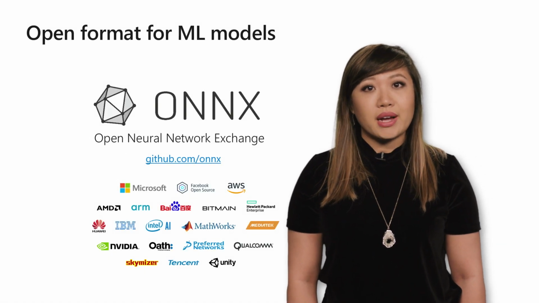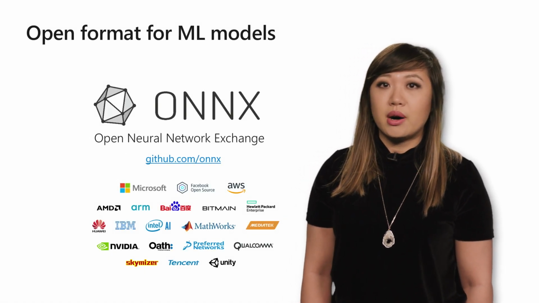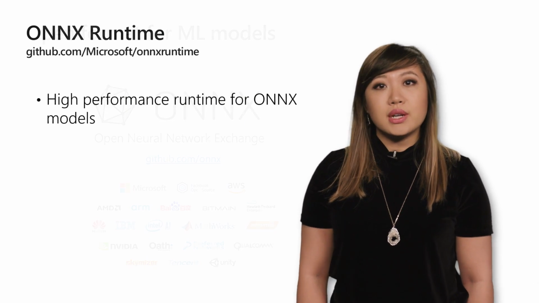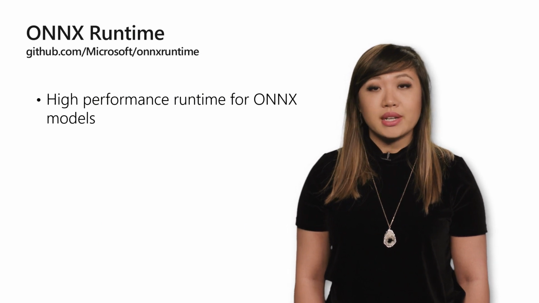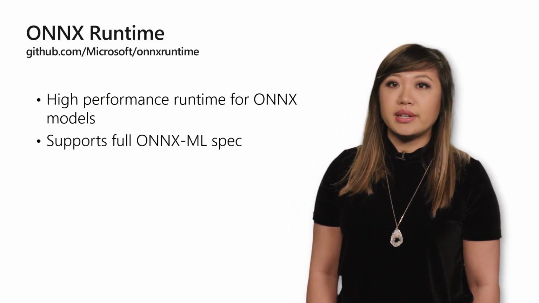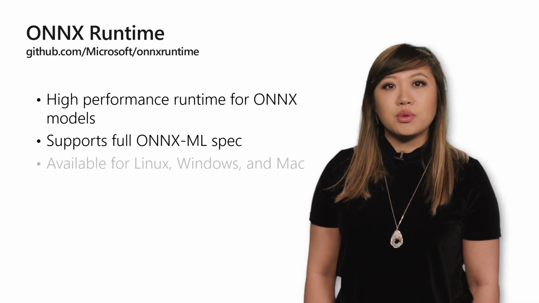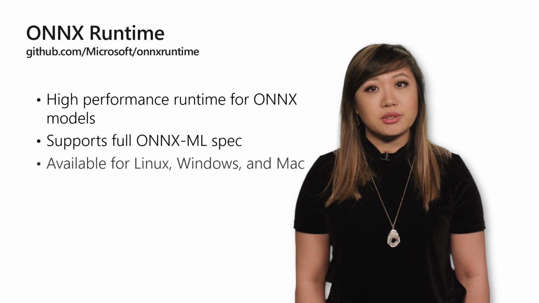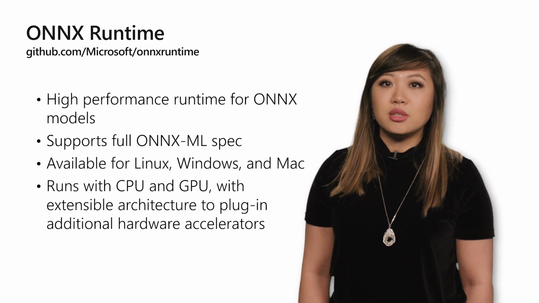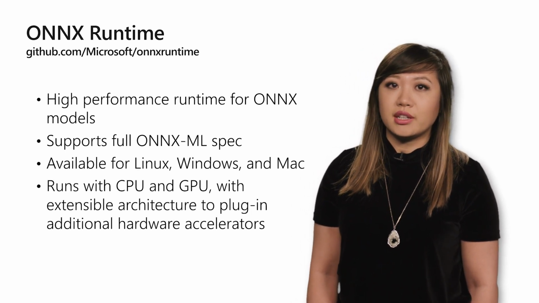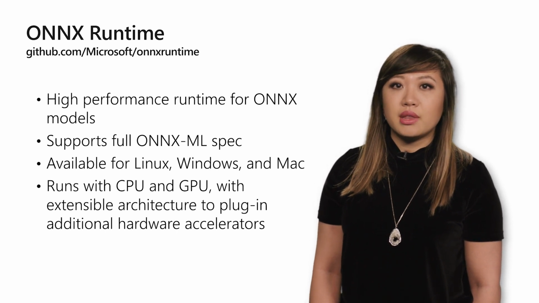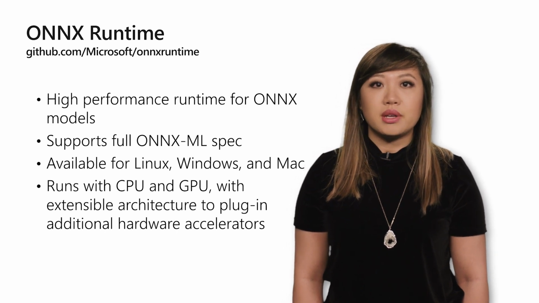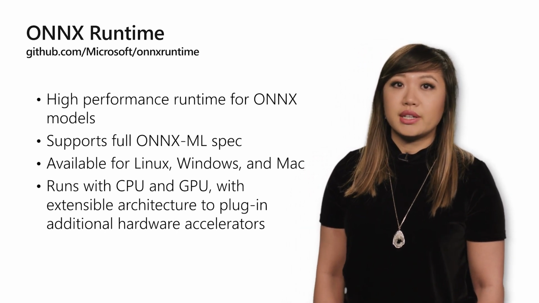ONNX is an open format for representing traditional and deep learning ML models, supported by a community of over 20 leading companies. ONNX Runtime is a high-performance engine for running these models, fully compliant with operators defined in the ONNX spec, and works with both CPU and GPU across a growing number of platforms, including Linux, Windows, and Mac. It is designed with an extensible architecture to support plug-in hardware accelerators, allowing it to stay up to date with the latest innovations. Companies such as NVIDIA and Intel are actively contributing by integrating custom accelerators into ONNX Runtime.